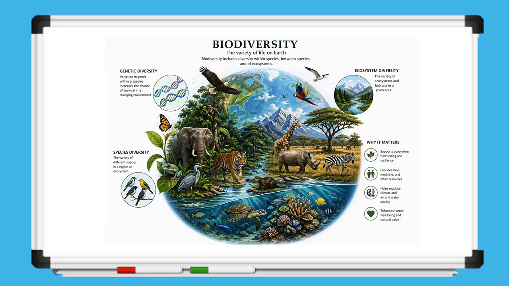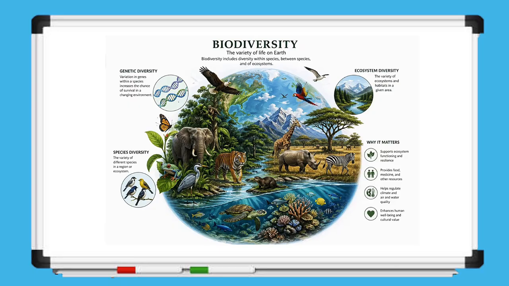As you can see in the diagram, biodiversity represents the variety of life on Earth. It includes genetic diversity, species diversity, and ecosystem diversity. Genetic diversity refers to differences in genes within the same species, helping populations adapt to changing environments. Species diversity refers to the variety of different species living in an area, while ecosystem diversity refers to the variety of different ecosystems and habitats found across a region.